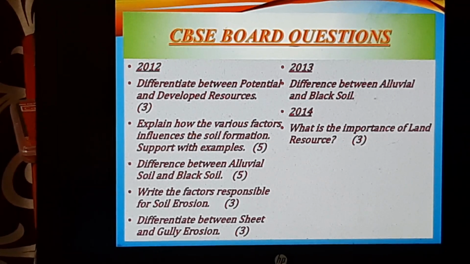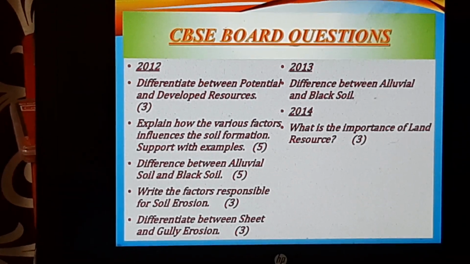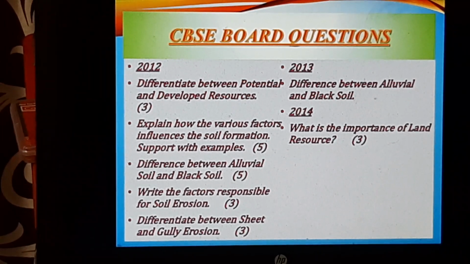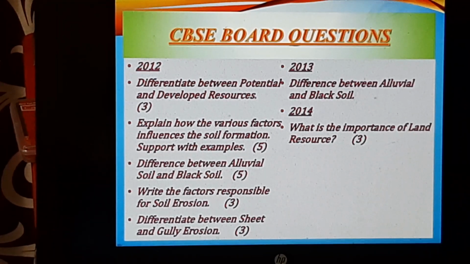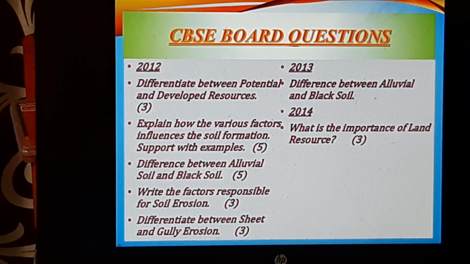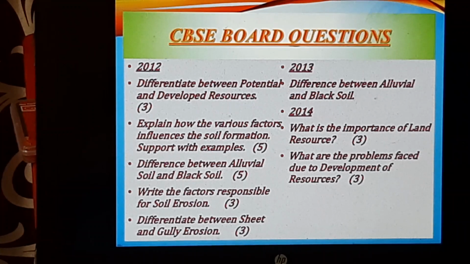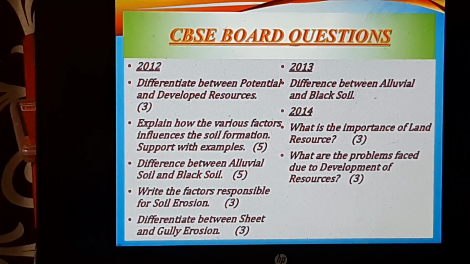2014, what is the importance of land resource? The importance of land resource means we are getting all sorts of resources. It is a base for economic activities. It supports life, both living organisms, means both plant and animal kingdom. What are the problems faced due to the development of resources? Again, it's a repetition of the question of previous years.